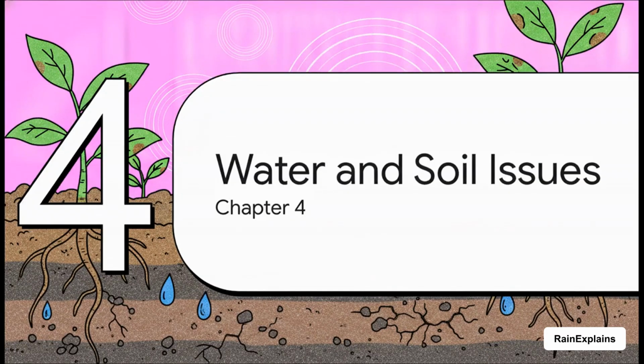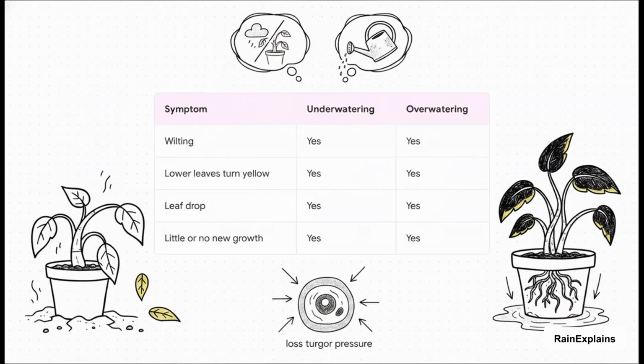Chapter 4. Water and Soil Issues. All right, as we delve underground, the root-soil interface is where things get super tricky. It's arguably the most frequent source of physiological distress in all of horticulture, simply because what happens down in the dirt dictates absolutely everything we see above ground.